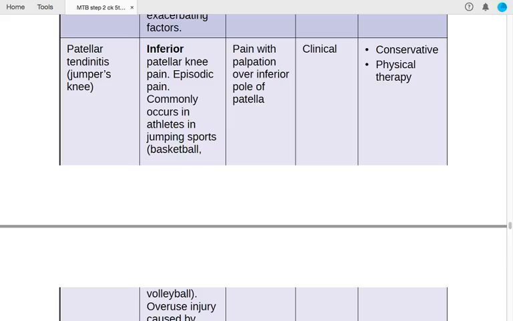How are you going to diagnose your patient? Pain with palpation over the inferior pole of the patella. If you palpate the inferior pole of the patella and there is pain, that may be a case of patellar tendinitis. Clinically, we have to diagnose it, and for further management we'll start with conservative management, with physical therapy.